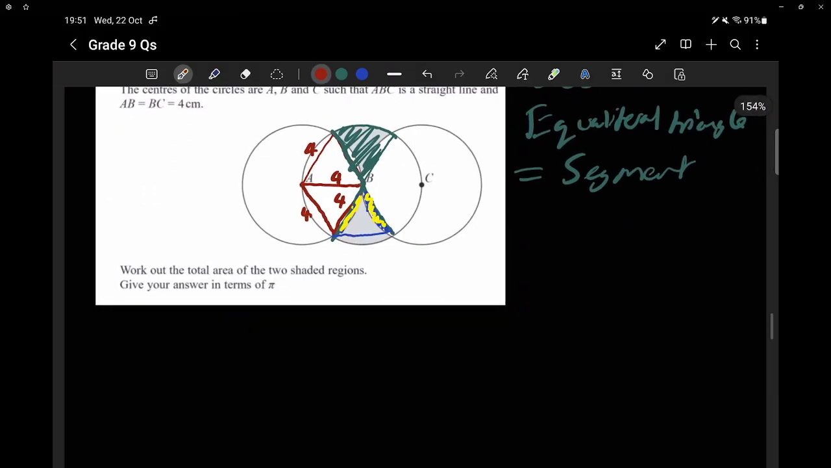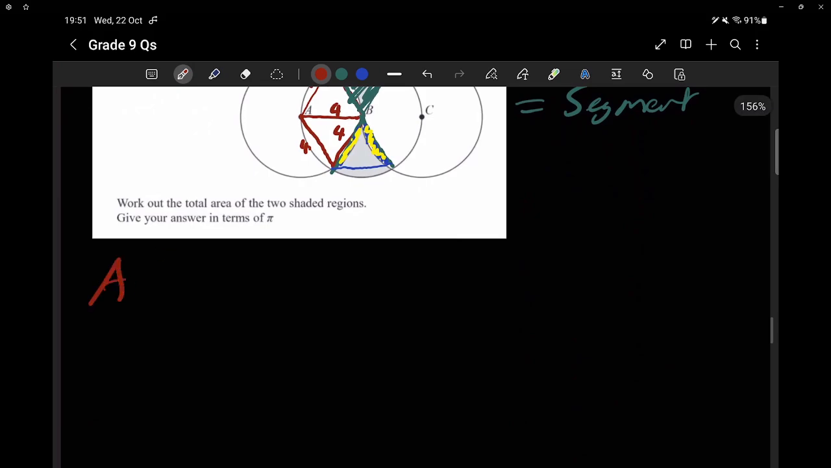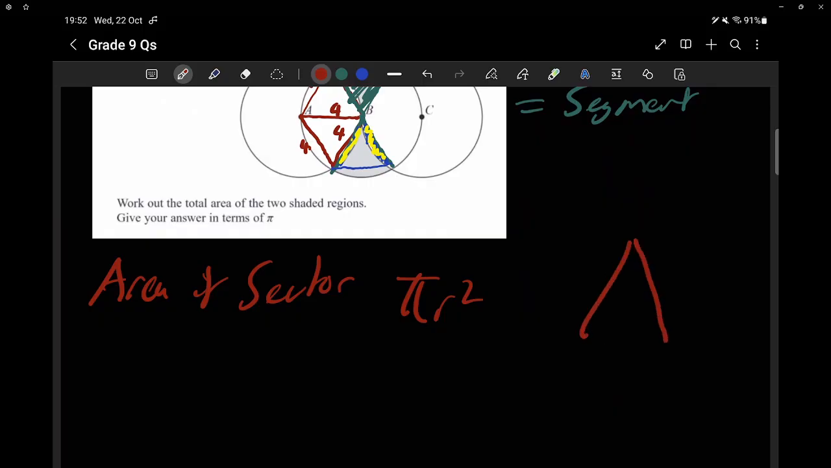Okay, so let's start with the sector. The area of the sector. To find the area of the sector, we start with pi r squared. And what is the angle of our sector? Well, we know it's part of an equilateral triangle, so it's going to be 60. And it's the angle, and the total angle of the circle is 360.